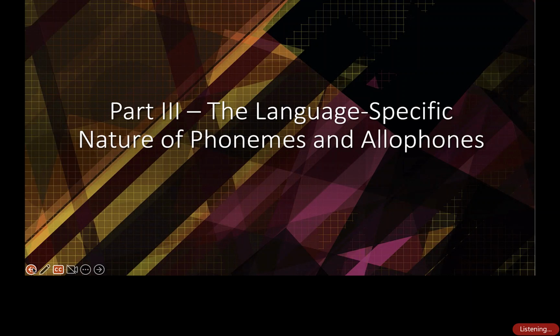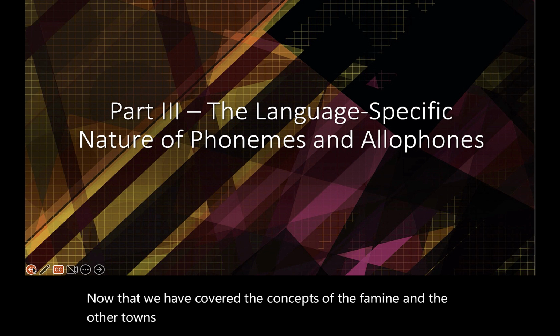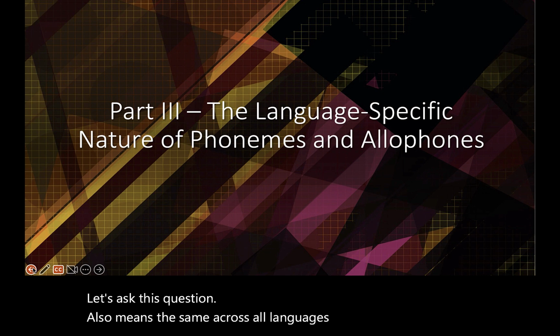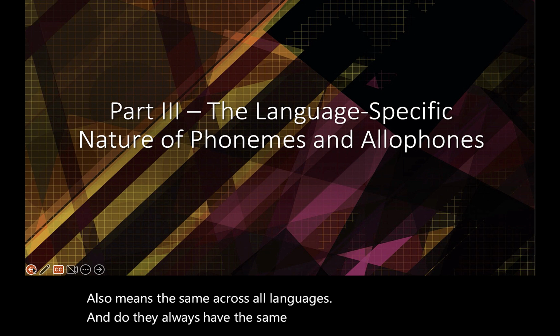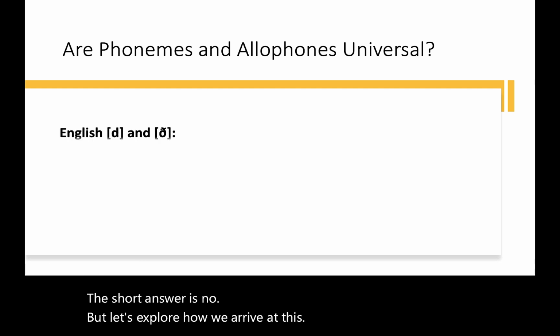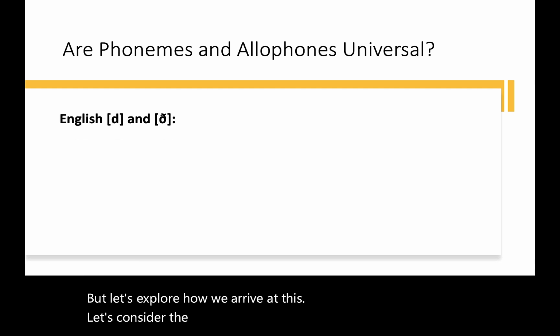Now that we have covered the concepts of the phoneme and the allophone in some detail, let's ask this question. Are phonemes the same across all languages? And do they always have the same allophones? The short answer is no, but let's explore how we arrive at this answer. Let's consider the English sounds d and th. Are they different phonemes or allophones of the same phoneme?